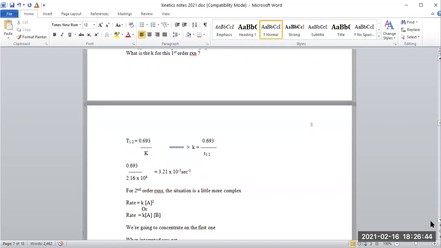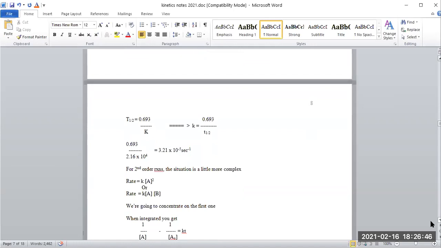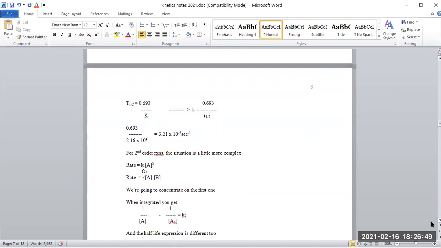All right. I'm probably not going to get through all of this, but we're going to do a little bit of second-order stuff tonight. So second order is definitely a little bit more complex.